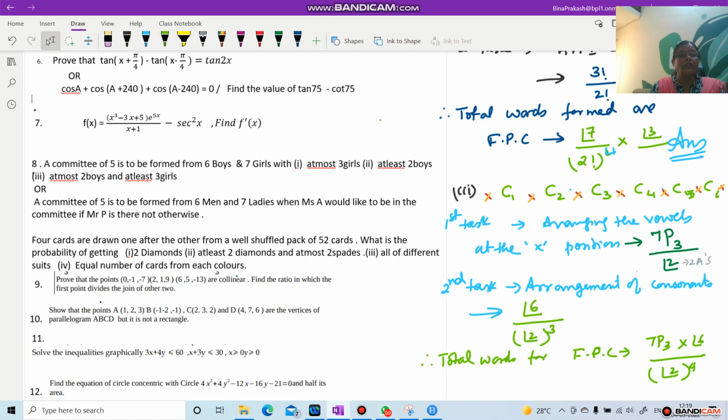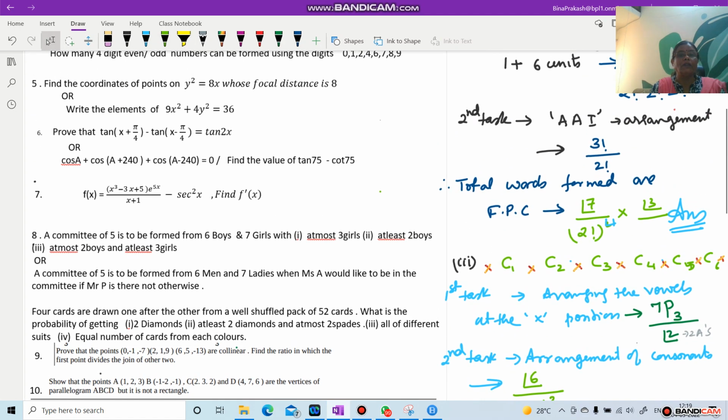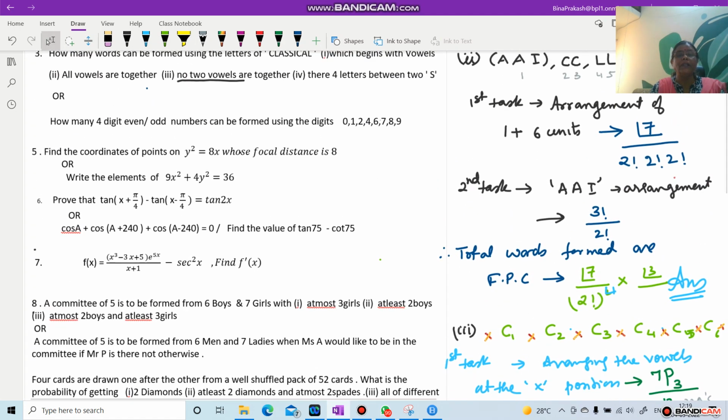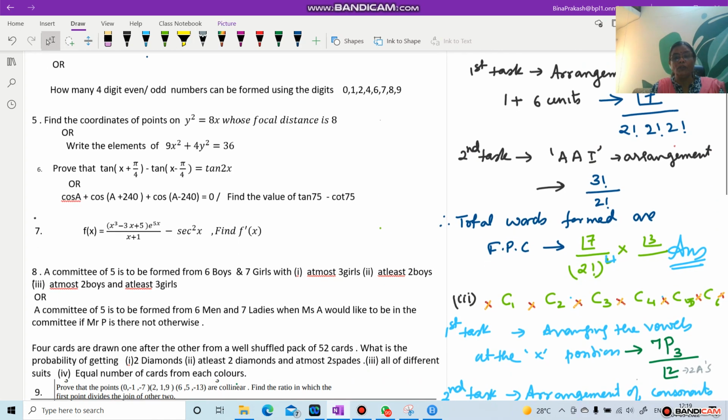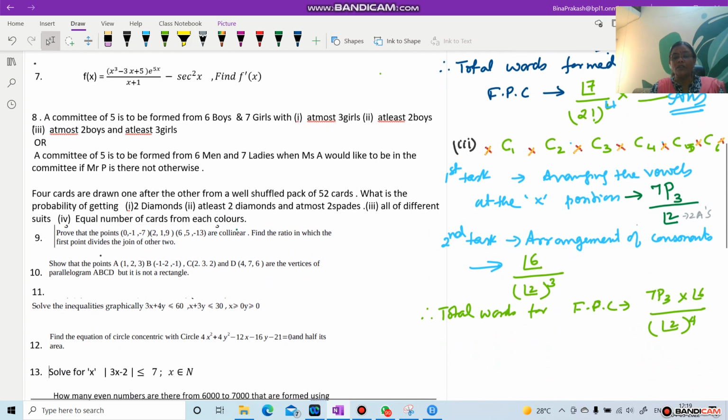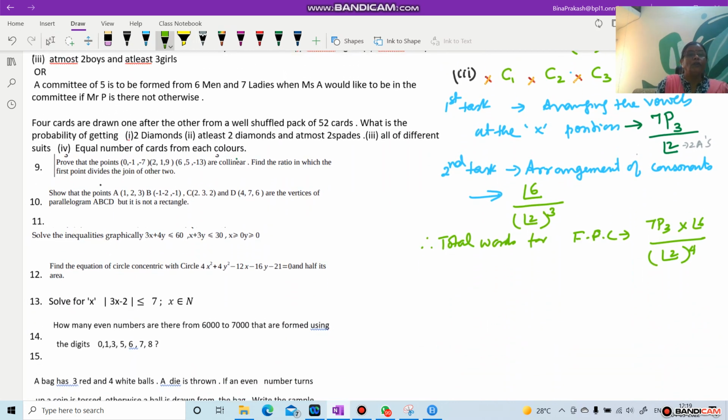So now we move on to the fourth part. The fourth part of it says that there has to be 4 letters between the two S. So first, let us now analyze how to take it up.